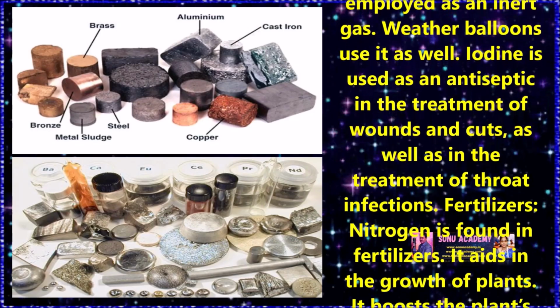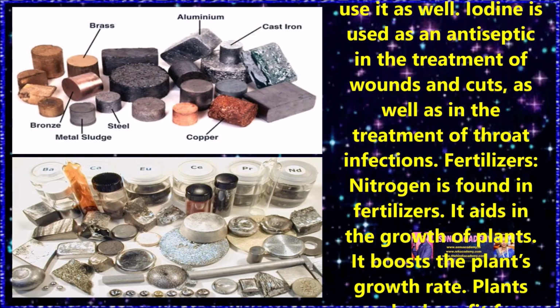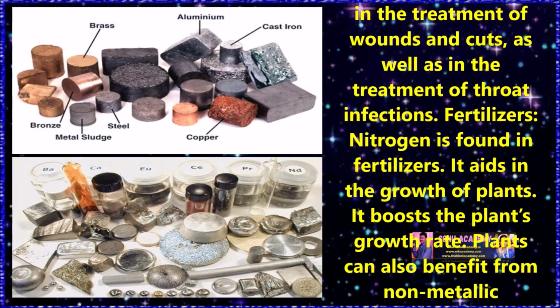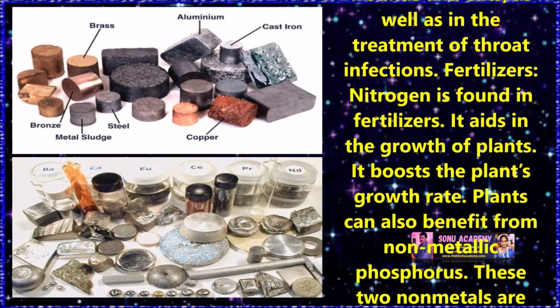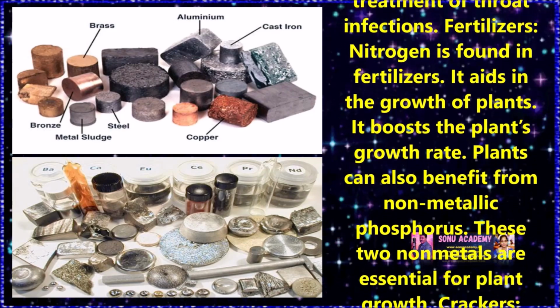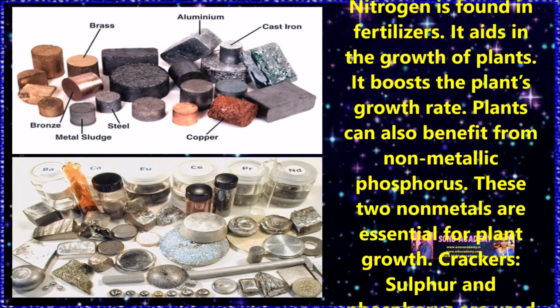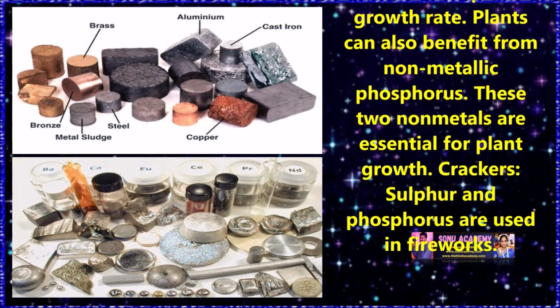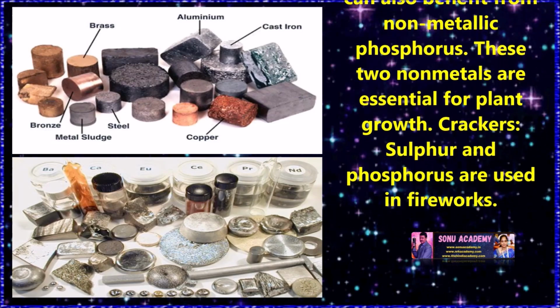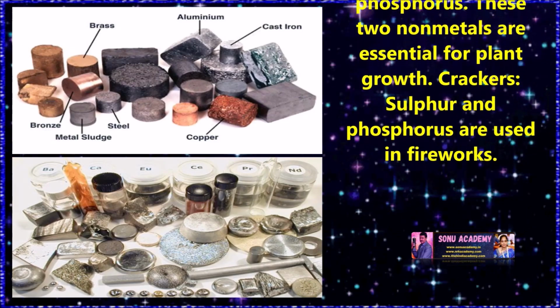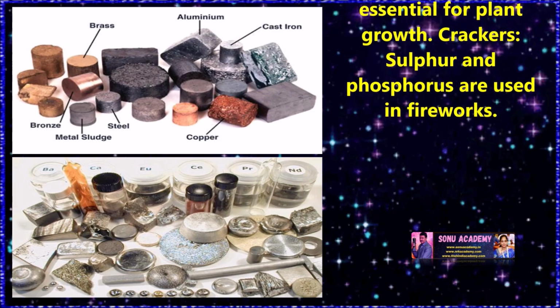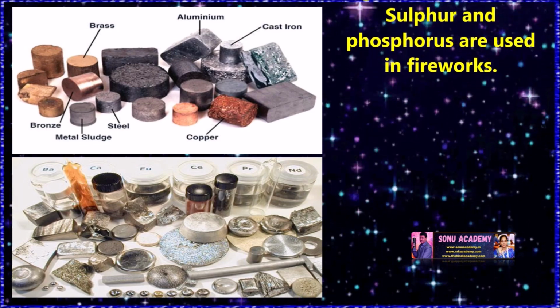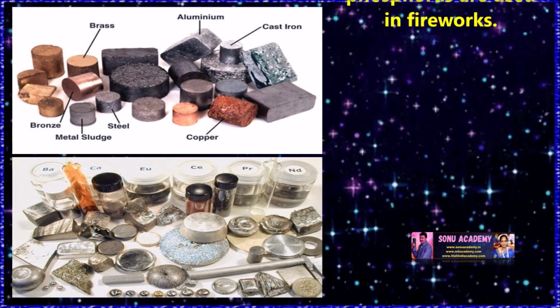Iodine is used as an antiseptic in the treatment of wounds and cuts as well as in the treatment of throat infections. Fertilizers. Nitrogen is found in fertilizers. It aids in the growth of plants. It boosts the plant growth rate. Plants can also benefit from non-metallic phosphorus. These two nonmetals are essential for plant growth. Crackers. Sulfur and phosphorus are used in firecrackers.